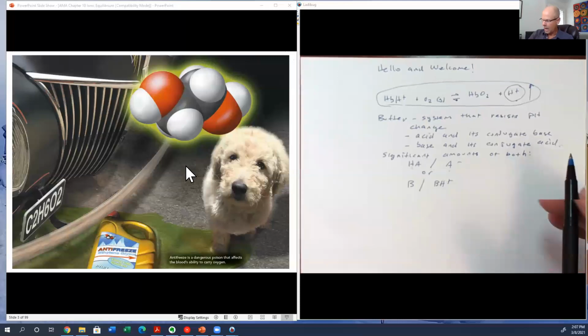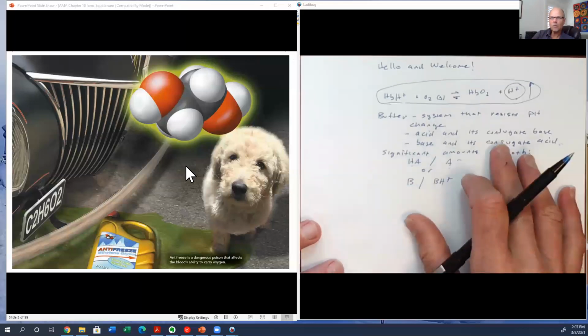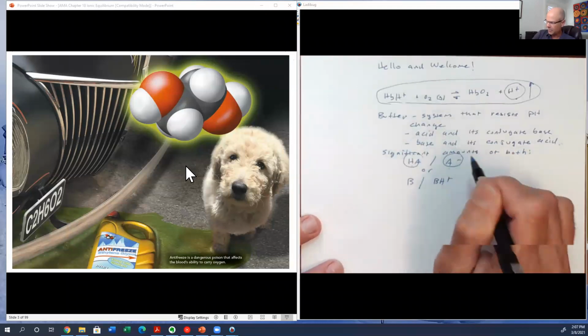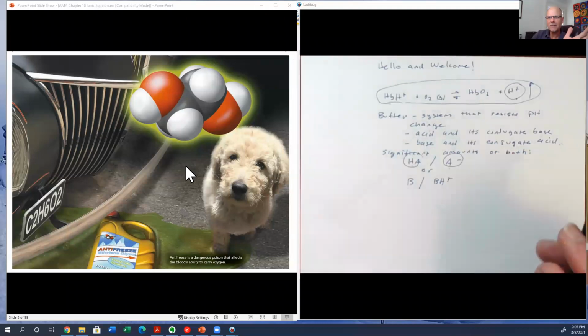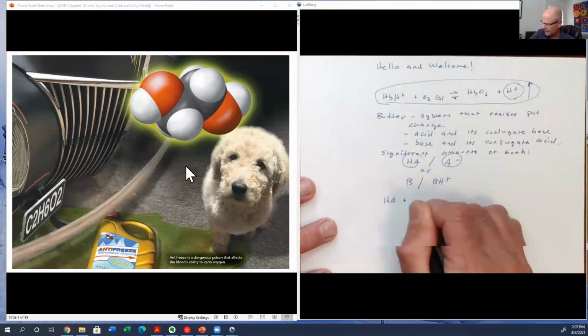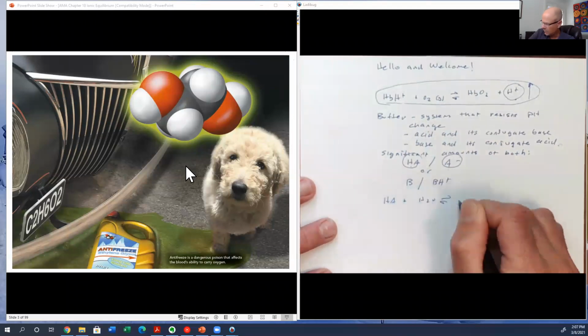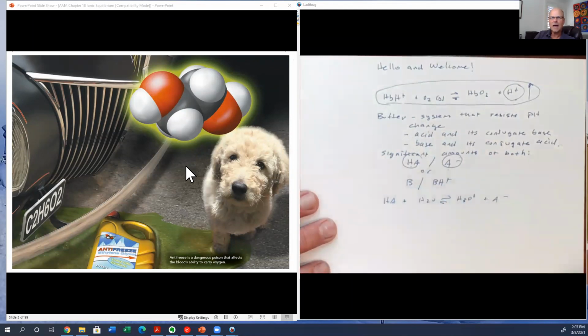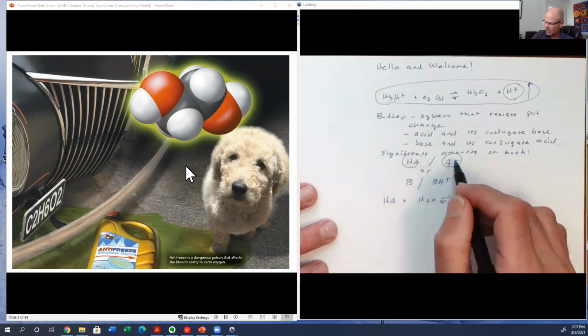So how does that work? If you have an acid and a conjugate base, and I mean significant amounts of both, because anytime you have an acid, you have a little bit of its conjugate base, because as you know, an acid ionizes like that. So you always have a little bit of conjugate base, but that's not what I'm talking about here. What I'm talking about here is significant amounts of both. So you'd have to intentionally make that.